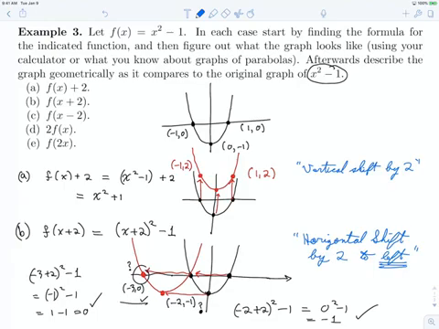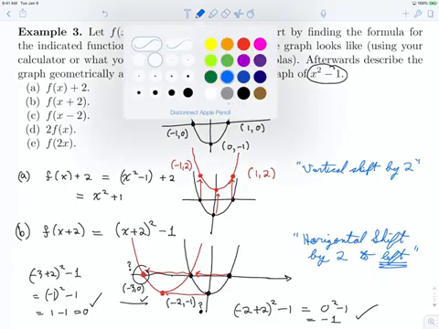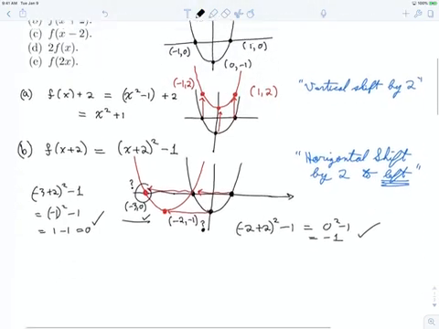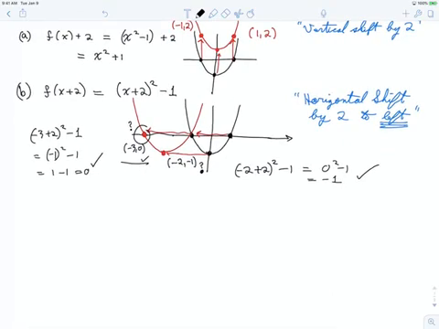Okay, so that's part B. You can already guess part C will be similar, but I'll go through it, and maybe I'll go through it a little bit faster. But this one is f of x minus 2 on the inside. So that's (x minus 2) inside parentheses squared minus 1.